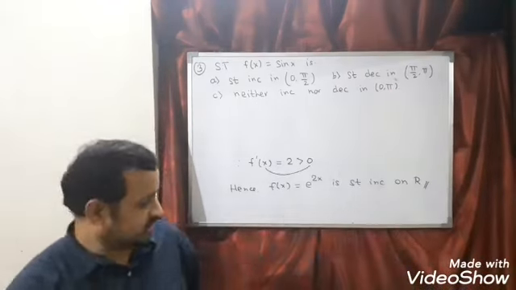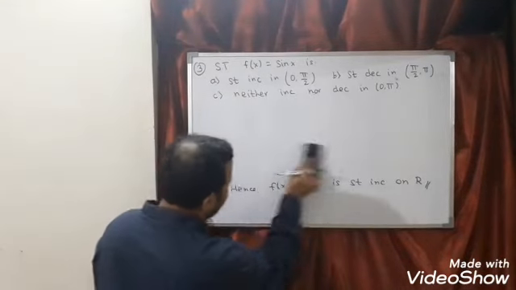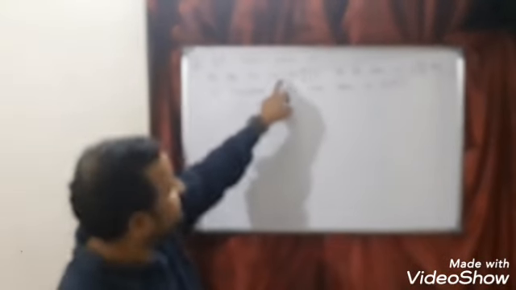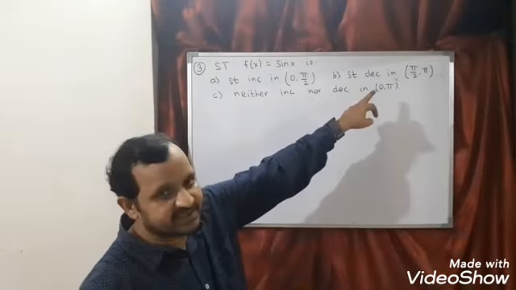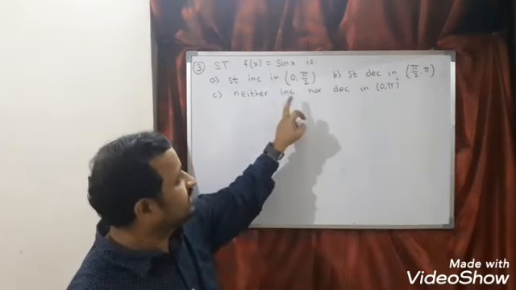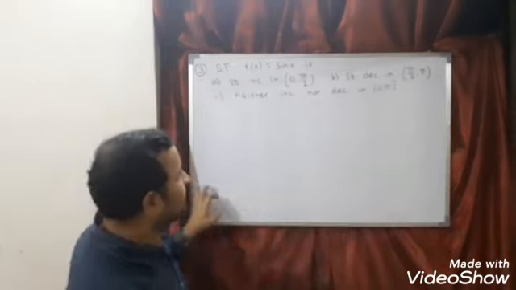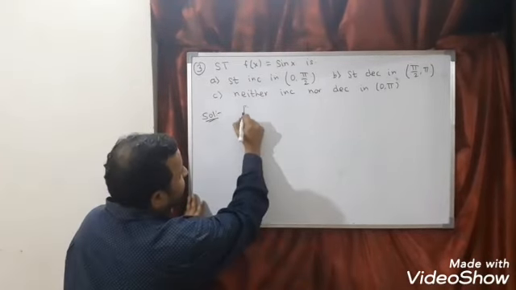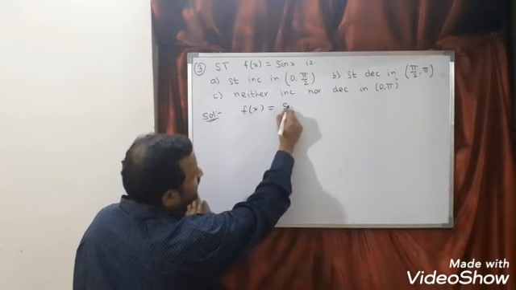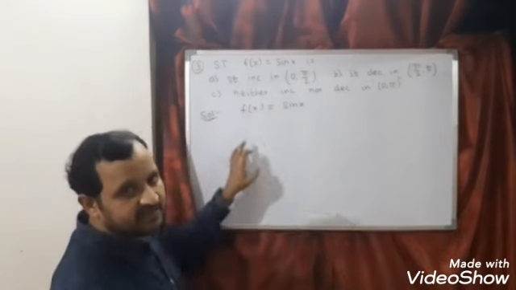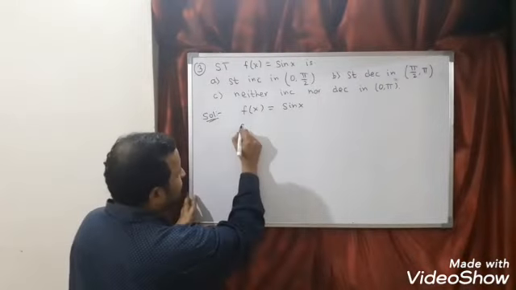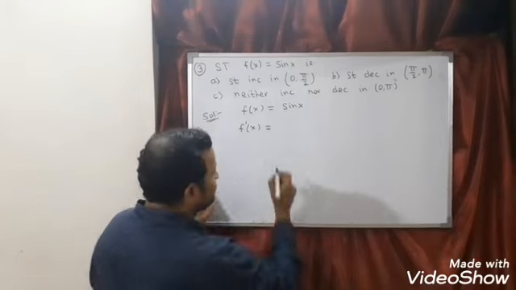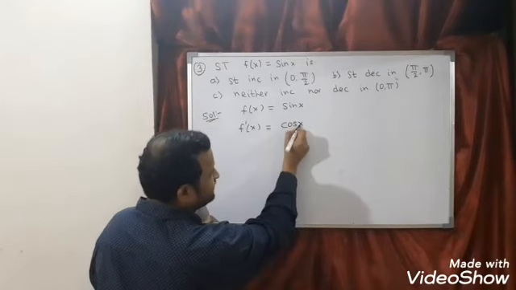Again, very simple question. Look here. So question is what? Function is increasing in 0, pi by 2, decreasing in pi by 2, pi, neither increasing nor decreasing in 0, pi. We have to show. Now look here. So f of x is what? Sin x. For increasing or decreasing, we have to find f dash x. So f dash x is equal to, what is the differentiation of sin x? I can say it is cos x.